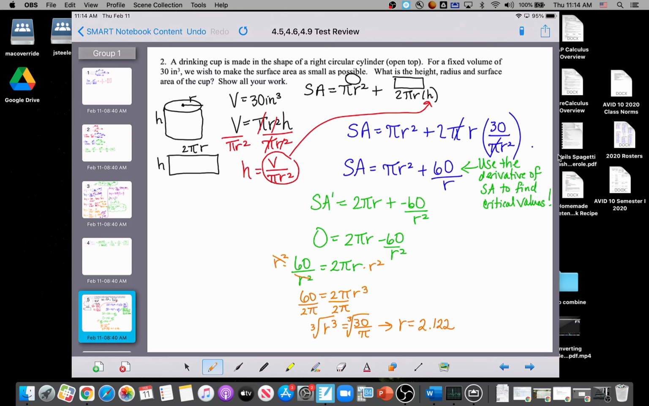Okay, so now I want to make sure that this is actually a minimum for my first derivative, right? Because I am trying to make my surface area as small as possible, right? And I probably should have written this down in the beginning. I want to minimize my surface area. So I want to verify that r equals 2.122 is indeed a minimum. So I am going to use the first derivative test for that.